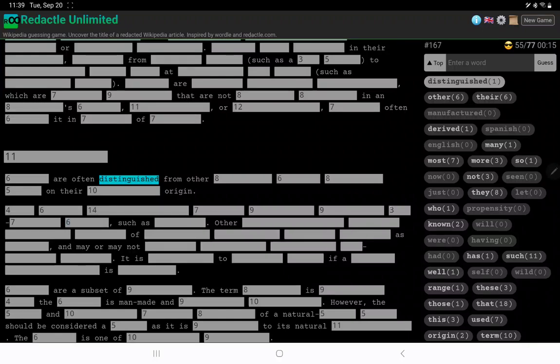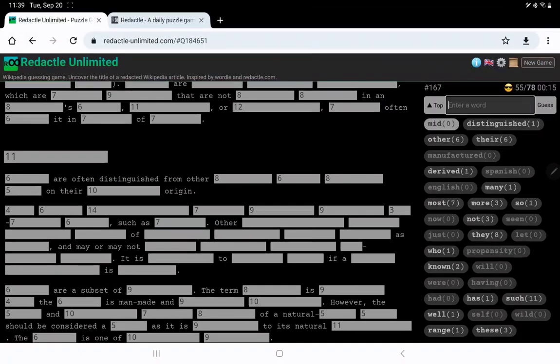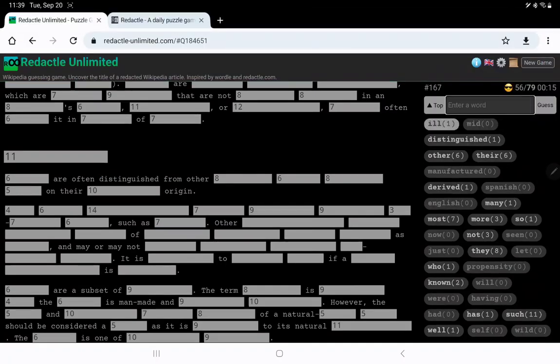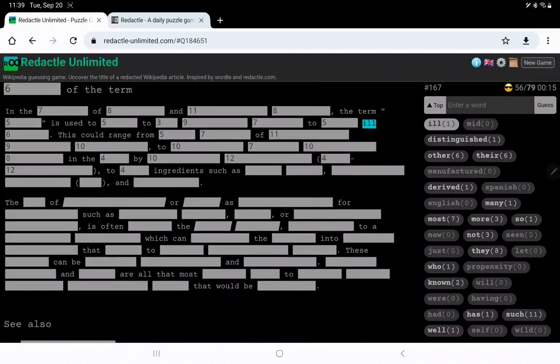Is this a hyphenated word 3-7, or is it a dash in the middle of a sentence? No, I think it must be a hyphenated word. Is it mid-? Is it ill-? There is one ill. To something, to treat. No, to something ill.